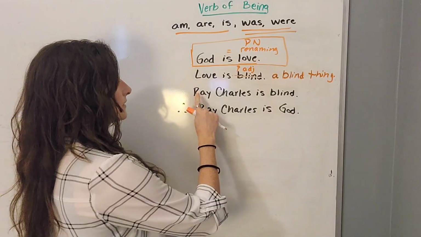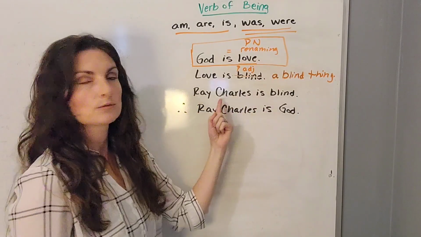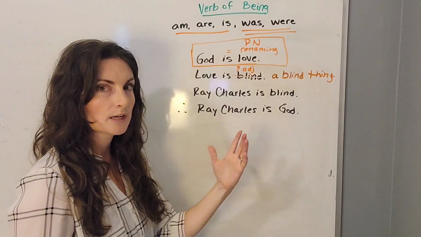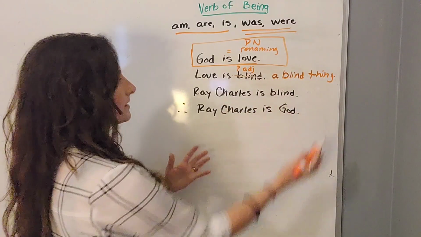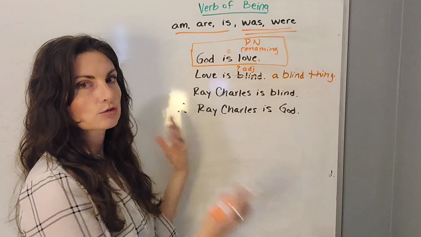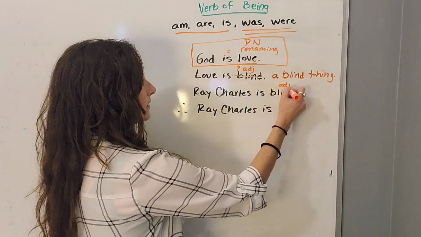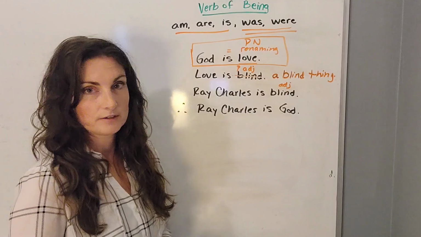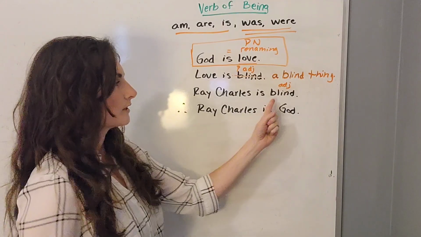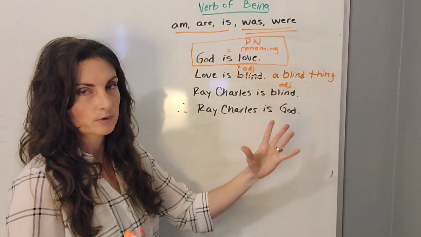All right, now let's look at this one. Ray Charles is blind. Does blind rename Ray Charles? No. He's not identified, like, that is not him. It's an adjective. It's describing him, but it's not renaming him. So again, this would actually be an adjective, this would have to be retranslated. Now this is where it gets kind of weird.